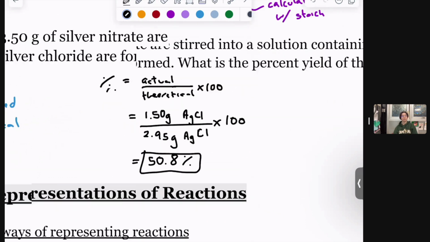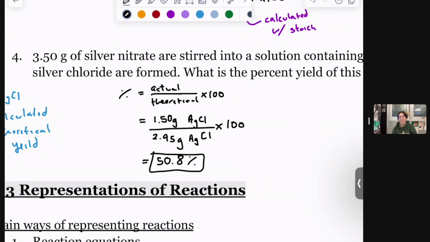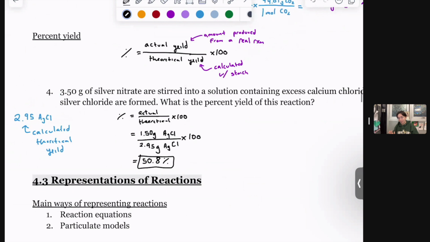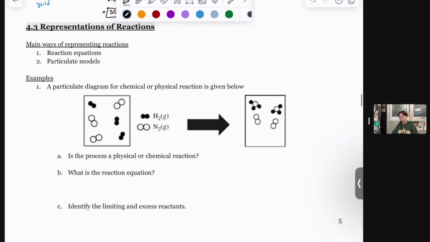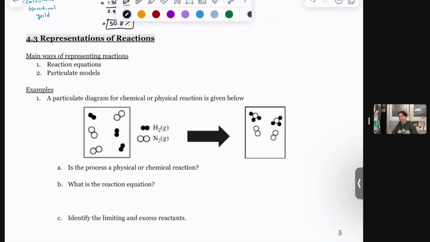Okay, so maybe you had an impure sample, or maybe you dropped some of your reagent, or maybe the conditions just weren't working, or maybe there were side reactions. There's lots that can go wrong to cause your actual to not match your theoretical, but not a super efficient one. Okay, representations of reactions.